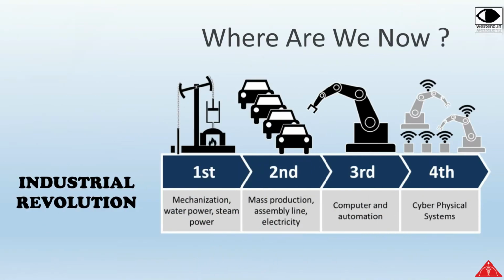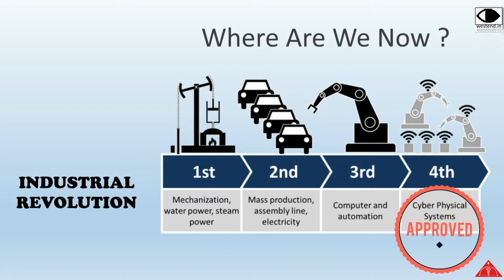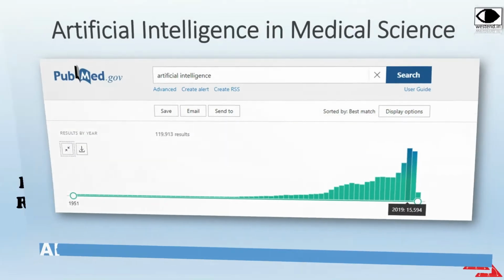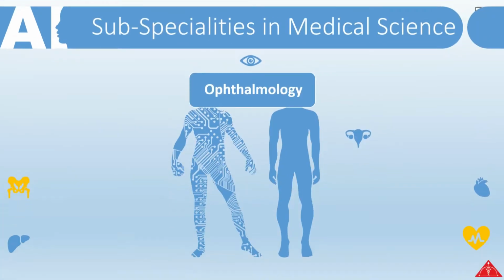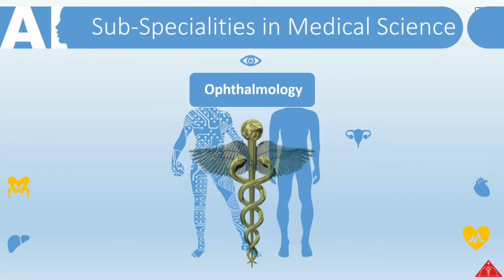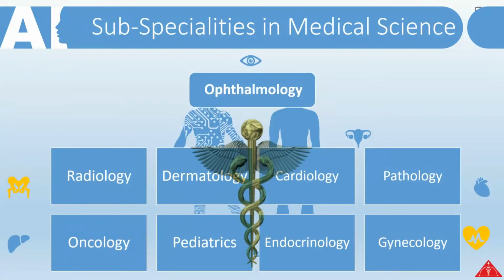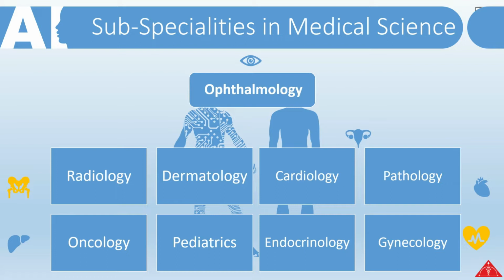So, where are we now? The fourth industrial revolution with the cyber-physical system. Research and publications on AI in medical science is undergoing a rapid surge now. Various subspecialties of medical science use AI. Not only ophthalmology, but radiology, dermatology, cardiology, pathology, oncology, pediatrics, endocrinology, gynecology, and so many more.